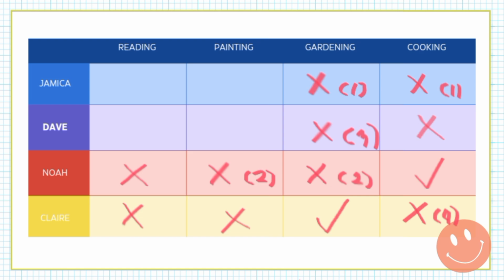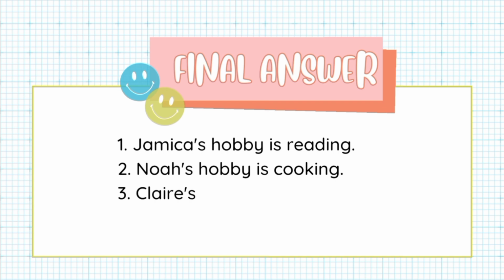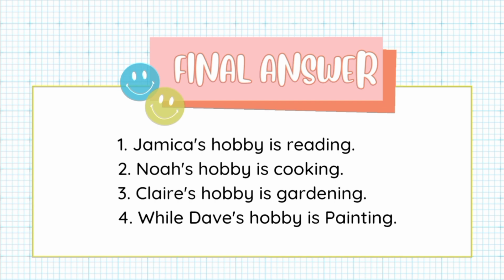We place a check in the intersection of Dave and painting, and we must also place an X in the intersection of Dave and reading. This leaves reading as the only option for Jamaica. We place a check in the intersection of Jamaica and reading, and we must also place an X in the intersection of Jamaica and painting. So for our final answer, Jamaica's hobby is reading, Noah's hobby is cooking, Claire's hobby is gardening, while Dave's hobby is painting.